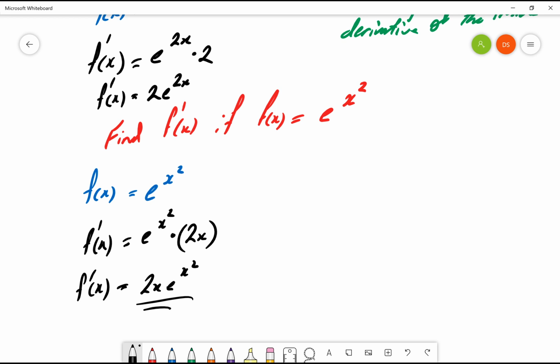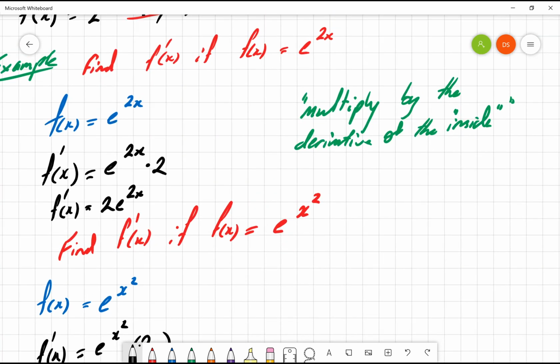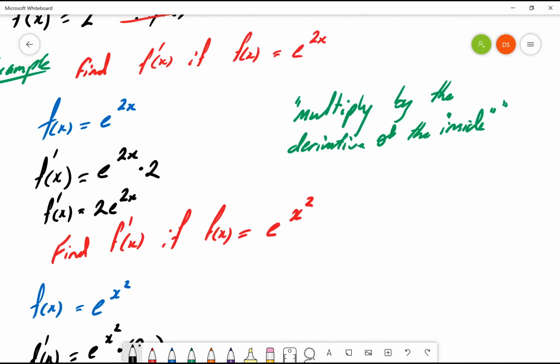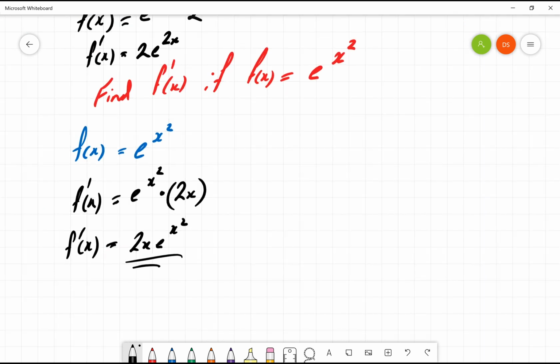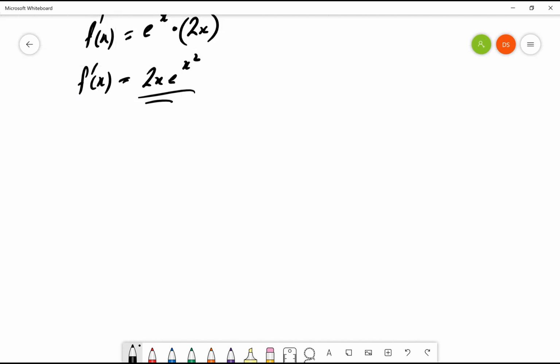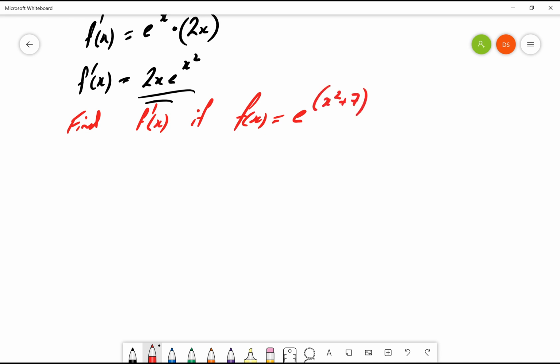Okay, and so that's what I want you to take away. This whole green business over here of multiply by the derivative of the inside is the thing that we're going to carry, regardless of how nuts it looks. I'm going to do one more example, and then we're going to move on. Find f dash of x if f of x equals e to the x squared plus 7x.